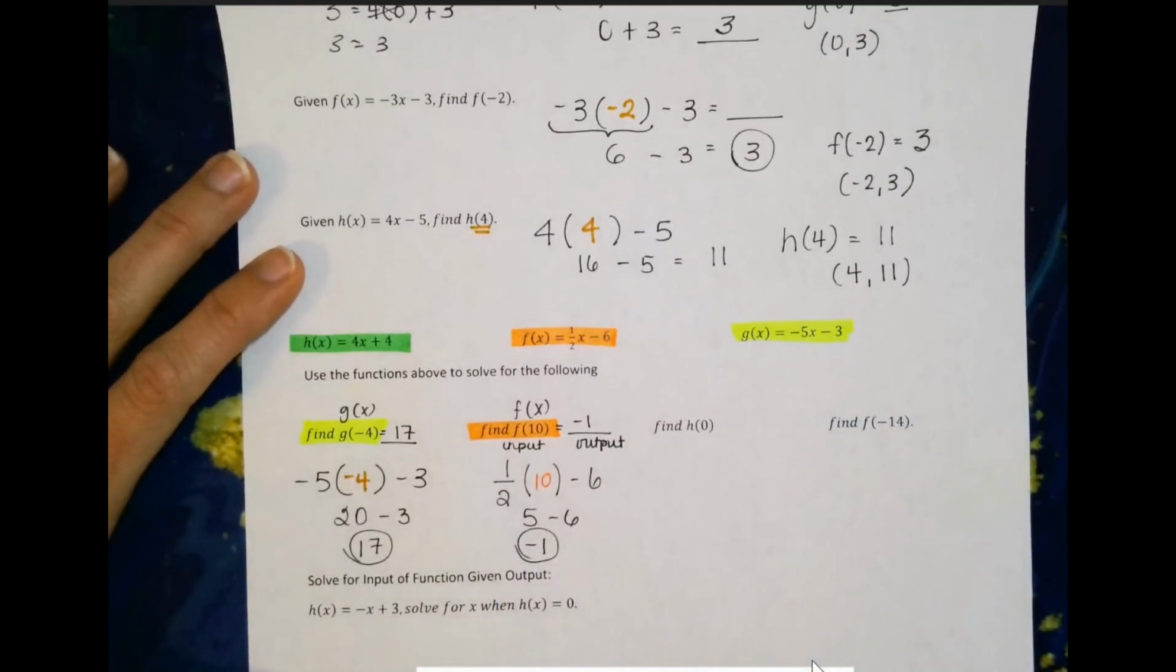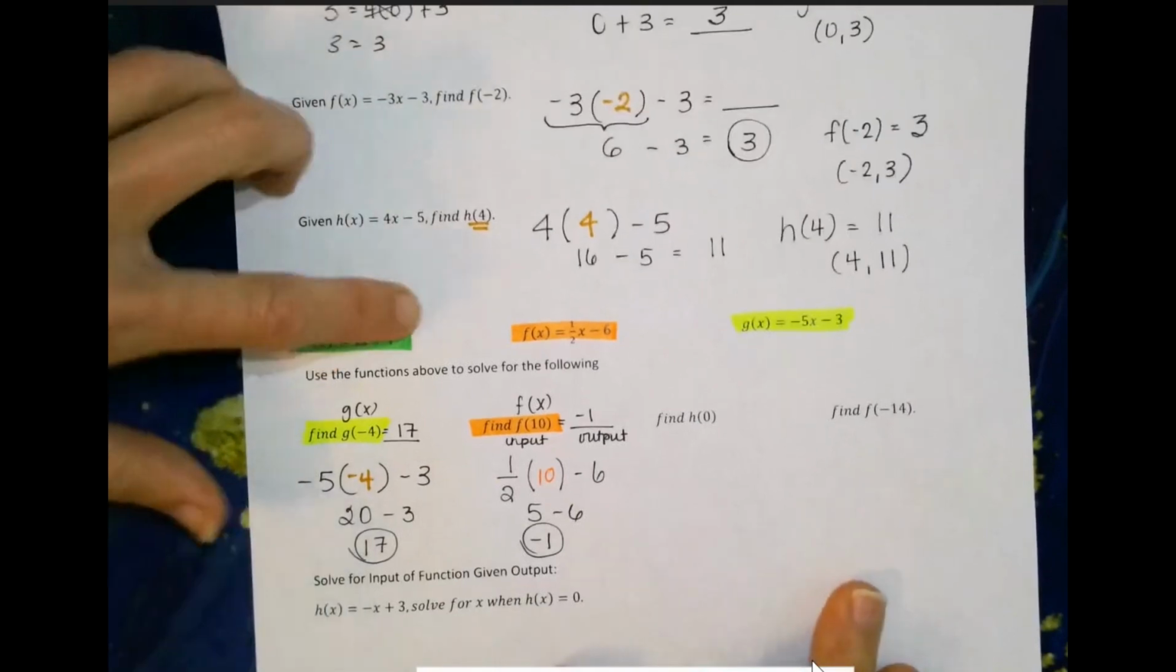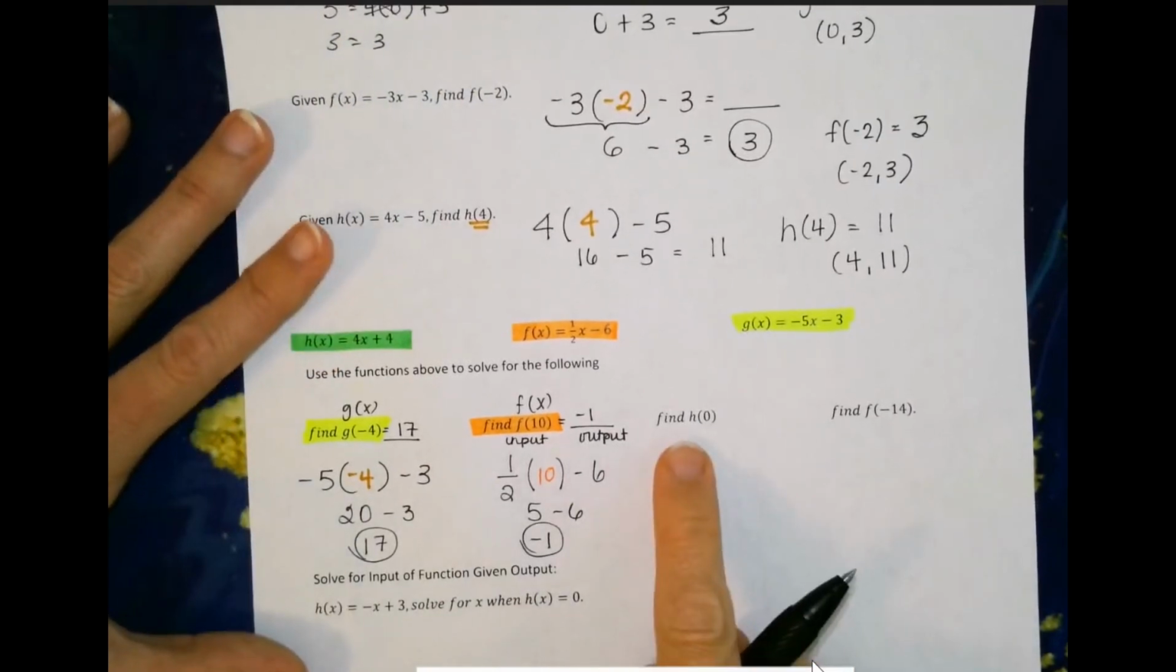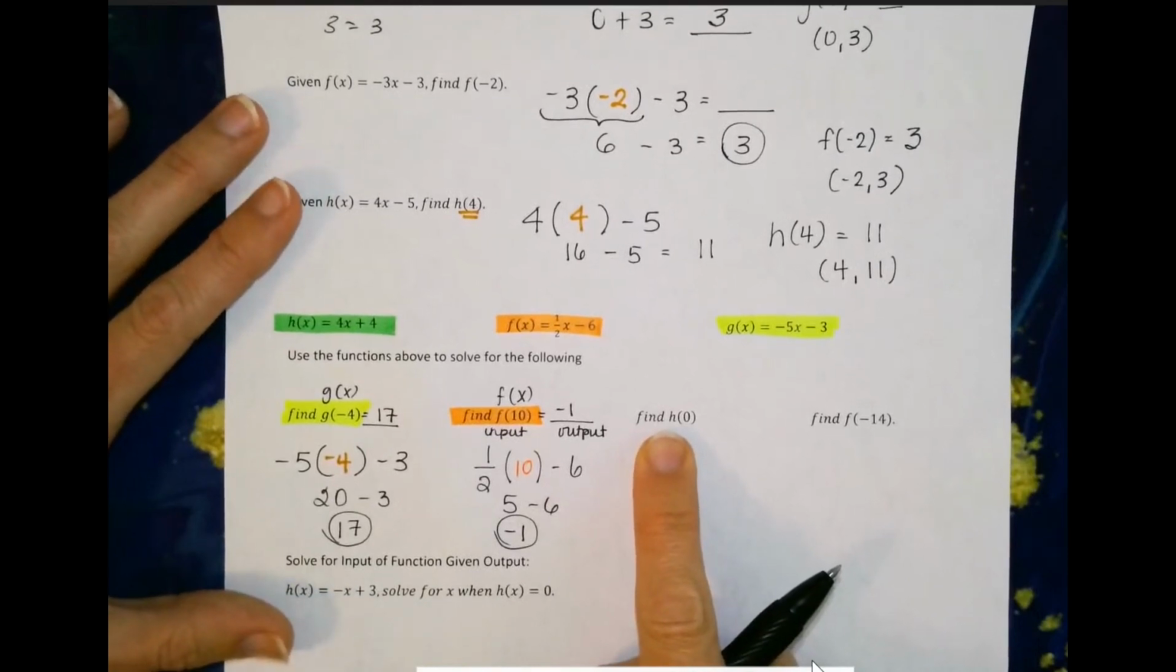Those definitions, that vocabulary, has stumped some students, but input means I'm putting it into the function. That means it's going to be in the x. Output is what happens when I do all the computations. So I have h of x. Find h of 0. Green, orange, or yellow?